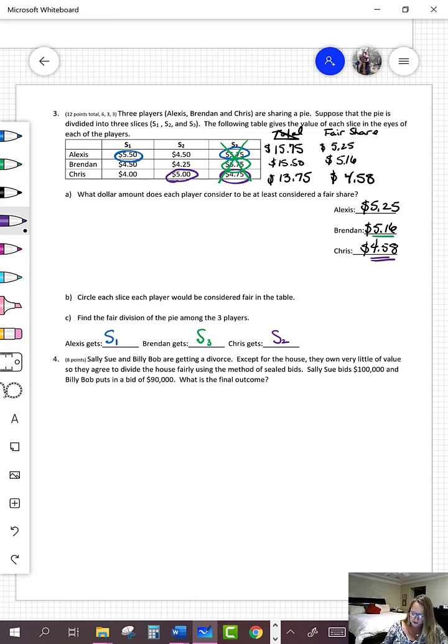So this first one is worth 6 points. So give yourself 6 points if you got those numbers and you showed how you got them. Part B is worth 3 points. So go ahead and give yourself 3 points if you circled the correct pieces that each person considered a fair share. And then part C is worth 3 points. Go ahead and give yourself 3 points if you have divided it up so that every player feels like they have a fair share.